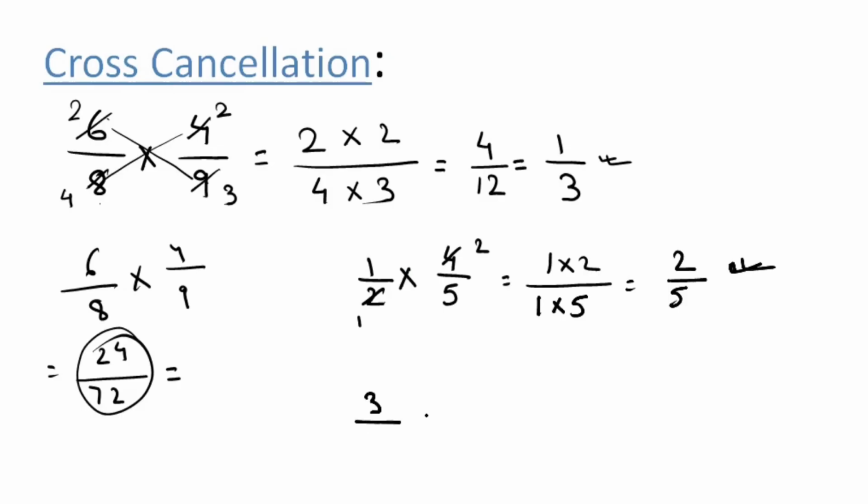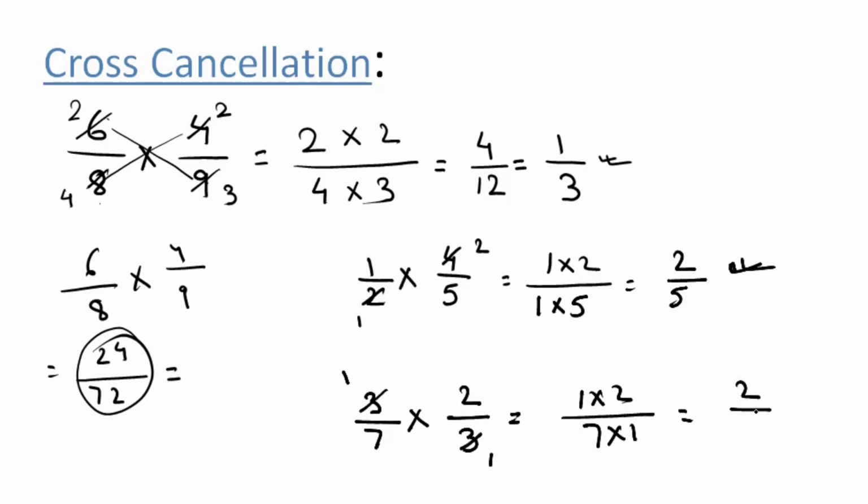Okay, take one more. 3 over 7 multiplied with 2 over 3. So here we can use the cross cancellation. 3 times 1 is 3. 3 times 1 is 3. This side we can't use it because we can't divide 7 with 2. It will become 1 times 2 over 7 times 1, which is 7.